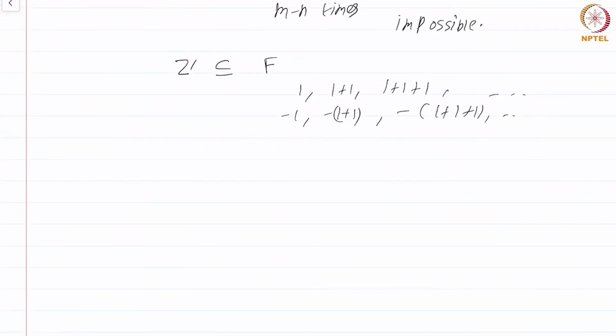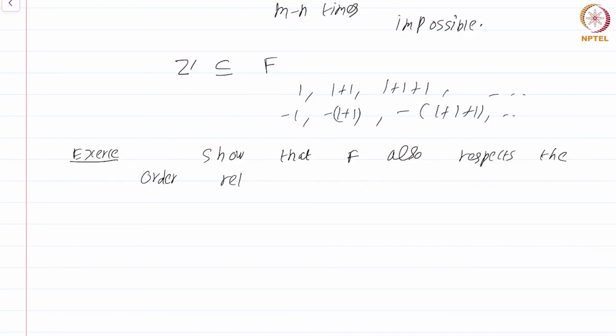Now I'm going to give you one more exercise. Show that f also respects the order relation. You have to first formulate what it means for f to respect the order relation. Then you have to show that it in fact respects the order relation.